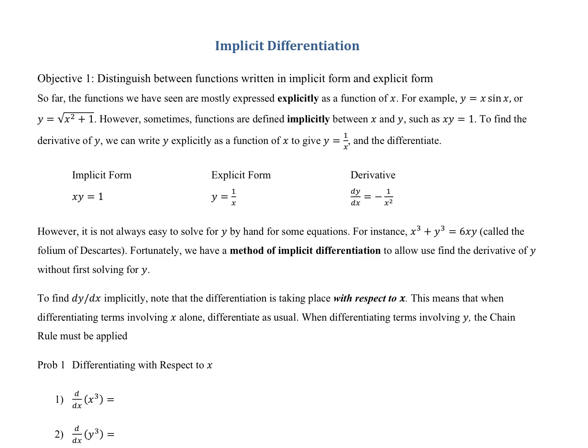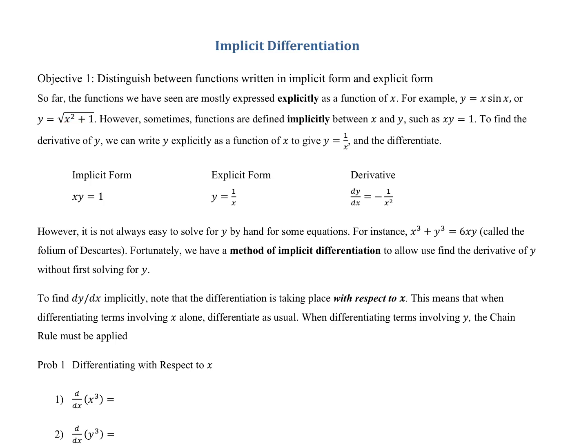In this lesson, we'll introduce implicit differentiation. First of all, let's make sure that we understand what the implicit means. So far, the functions that we have seen are mostly expressed explicitly as a function of x. Here are a couple of examples, like y equals x times sine x. It's very explicit. What is y? x times sine x. And here is another example, y equals the square root of x squared plus 1.